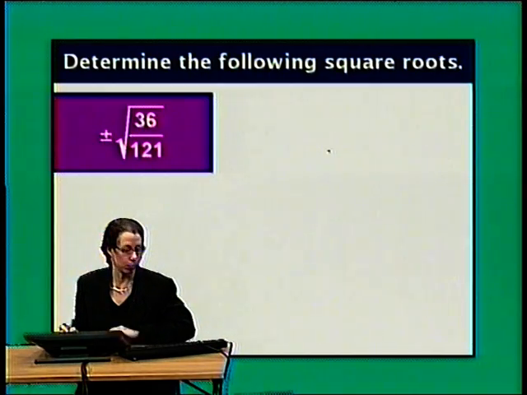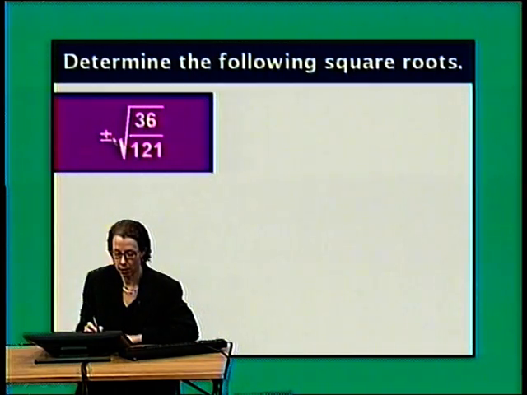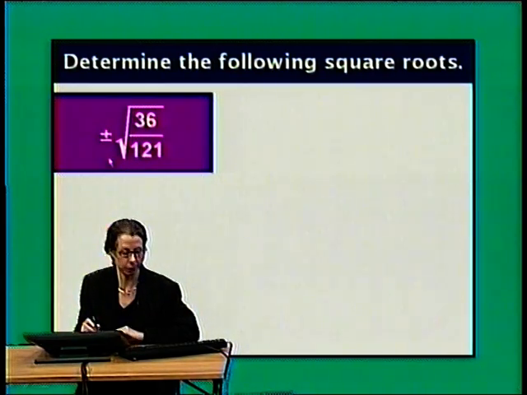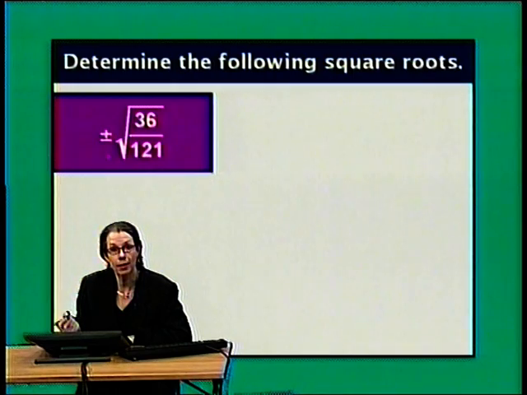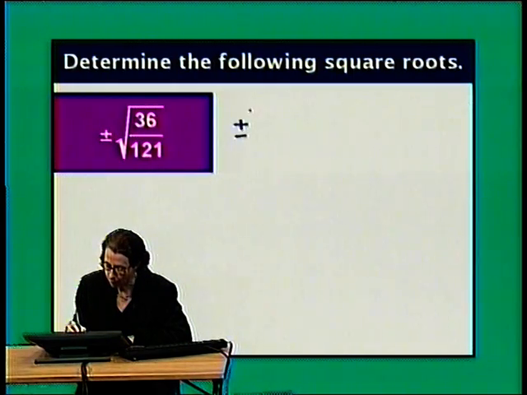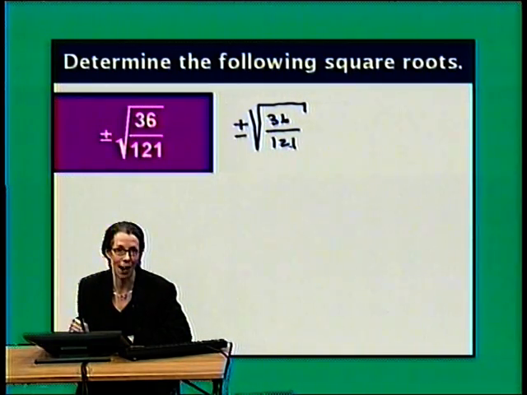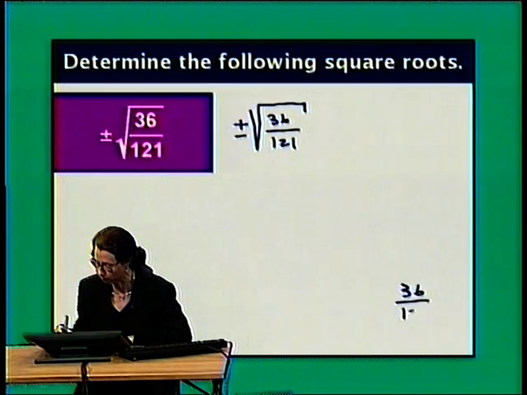Here I have that symbol plus or minus. This means I'm looking at two numbers, either plus the square root of 36 over 121 or the opposite of that. And as we start solving quadratic equations using square roots, we'll see this symbol quite a bit. So when I simplify this, I'm really doing two problems at once. And now I have to think, what fraction do I multiply by itself to get 36 over 121?